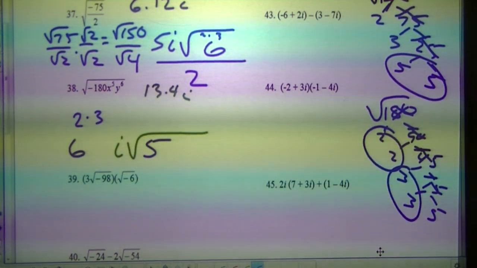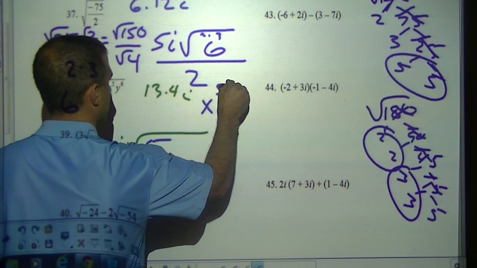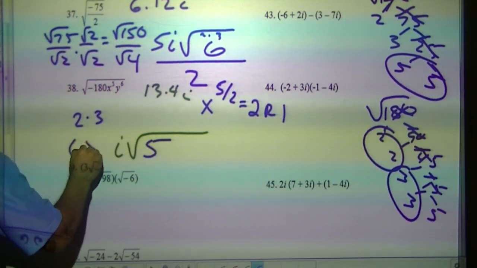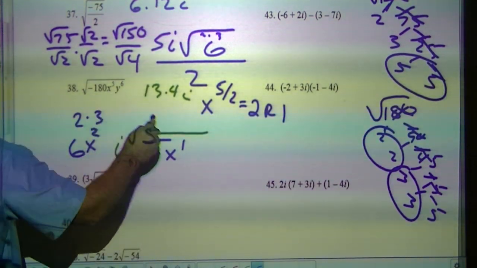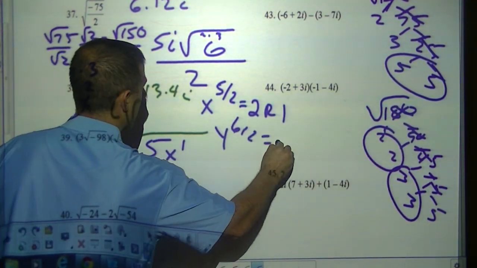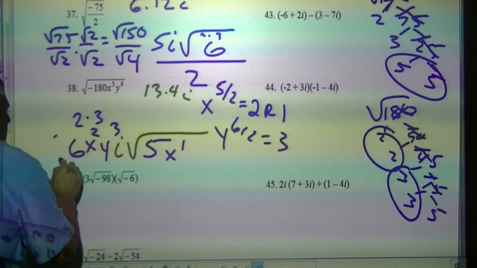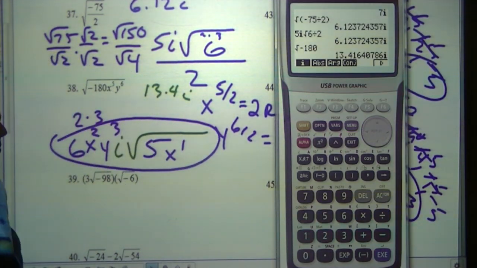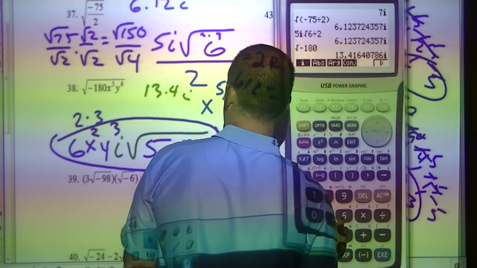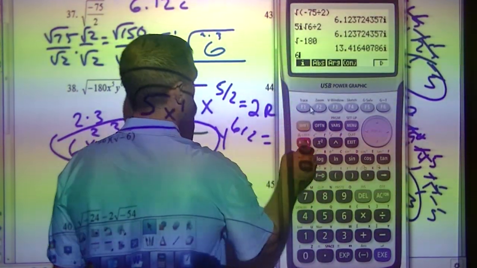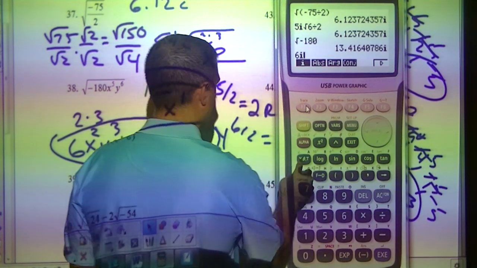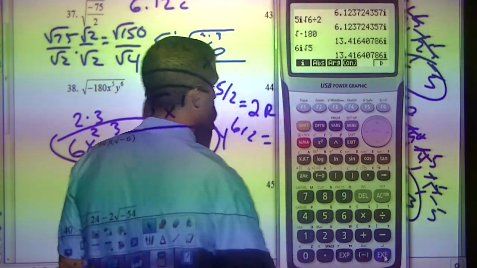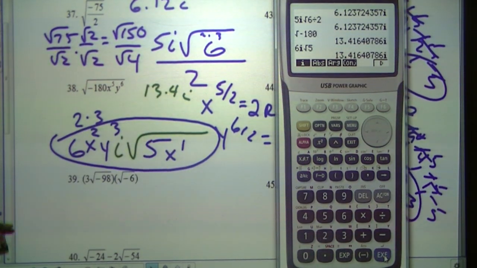To reduce those, same deal. 2 divided would be 2, remainder of 1, so it's x squared, x to the first. 6 divided by 2 would just be 3, so it's going to be y to the 3 on the outside. So that's my answer. Once again, if I want to figure out the numerical part, whether that's right, just do 6i square root of 5. Just avoid the variables, and if you notice, it's the same thing we got from before.